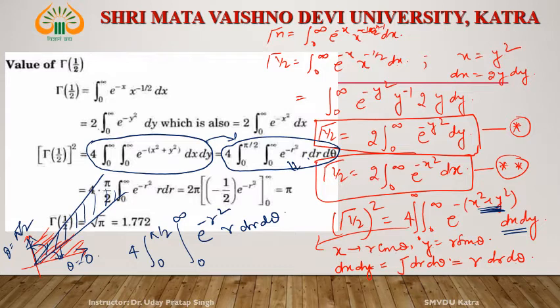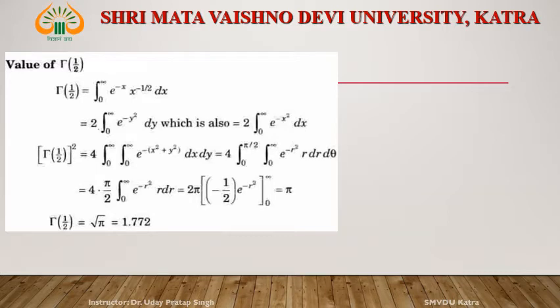Now for the integral of this, let us again assume r square is equal to z. Then what is r dr? r dr is equal to dz by 2. What is the limit? If r equal to 0, then z equal to 0. If r equal to infinity, then z equal to infinity. So with this limit, r dr becomes dz by 2, and e to the power minus r square becomes e to the power minus z. Let us see, first erase this and again we will discuss it.